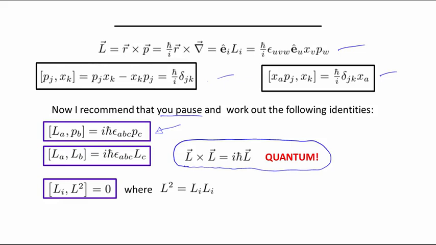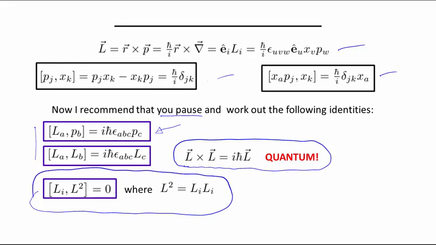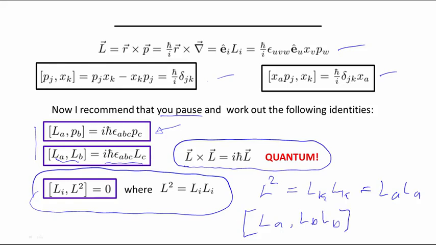And then finally, these two are more or less the same thing, but this is of central importance: any two components of the angular momentum operator in general don't commute, but any component commutes with the square of the angular momentum operator, L squared. I should have written this as L_k, just so as not to confuse you. So let me just write this: the commutator of L_a with L squared equals zero is the identity that you're being asked to verify.